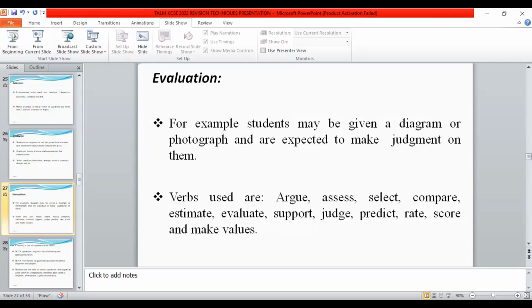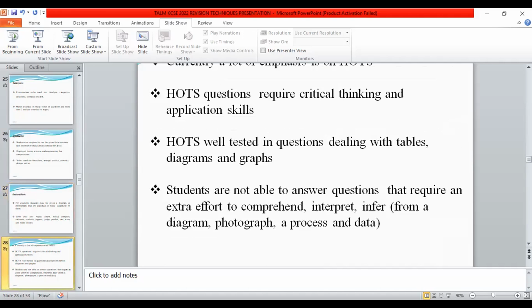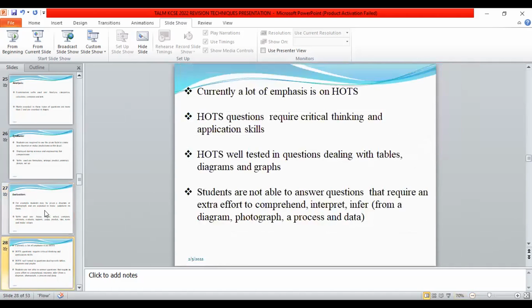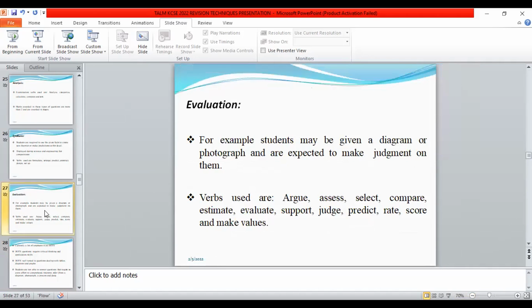We have verbs like compare, estimate, predict, make value, and so forth. What I've just been discussing is that we have knowledge, comprehension, application. The first three are referred to as low order thinking skills because the candidates are not required to do a lot of thinking. The last three, analysis, synthesis, and evaluation, are referred to as high order thinking skills, whereby candidates are required to do a lot of critical thinking and apply what they have learned in class in order to answer those questions.